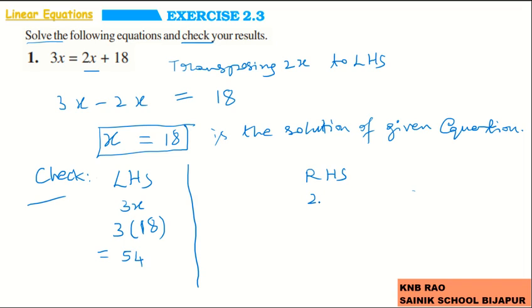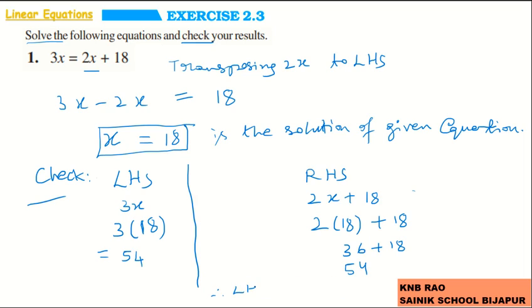In the RHS, what I have got is 2x plus 18, substituting 18 in the place of x, and 2 into 18 gives you 36 plus 18, and this total value is 54.